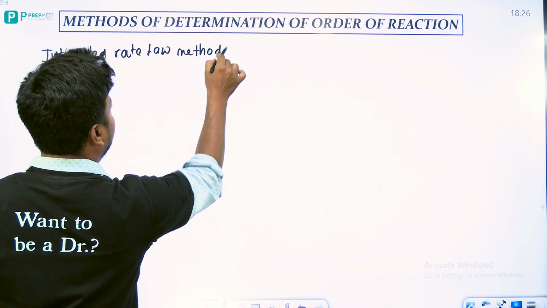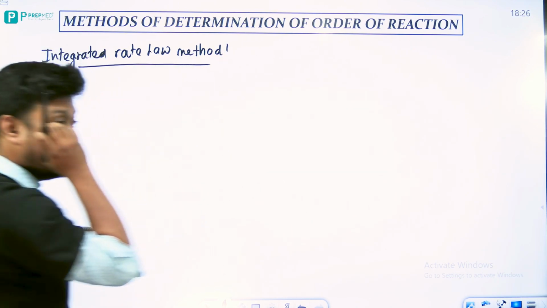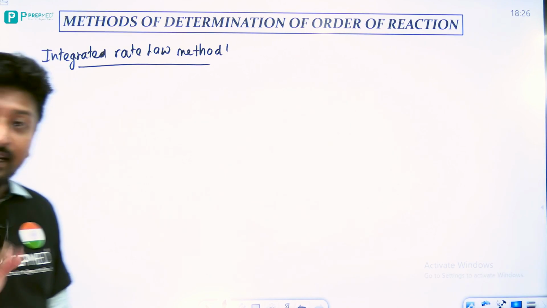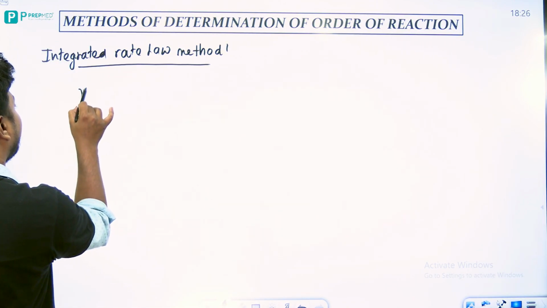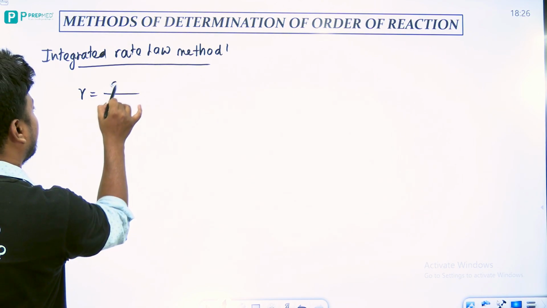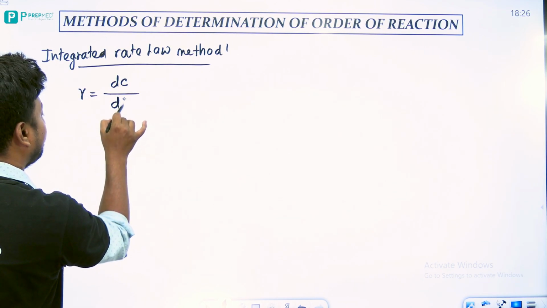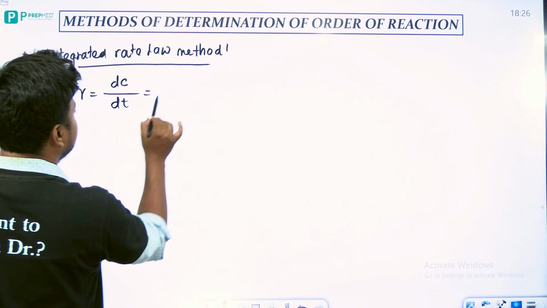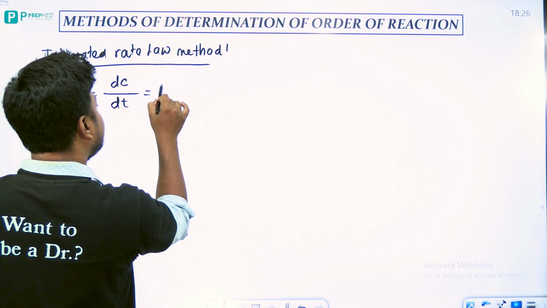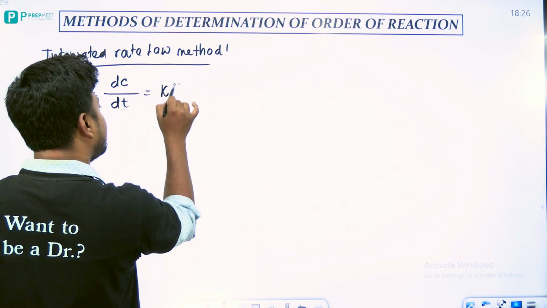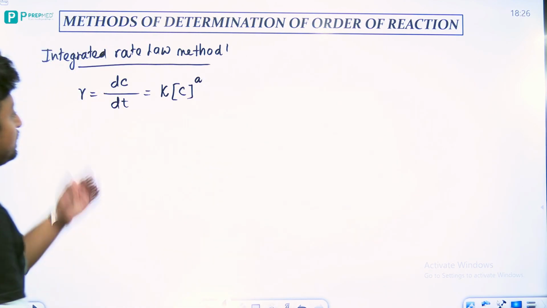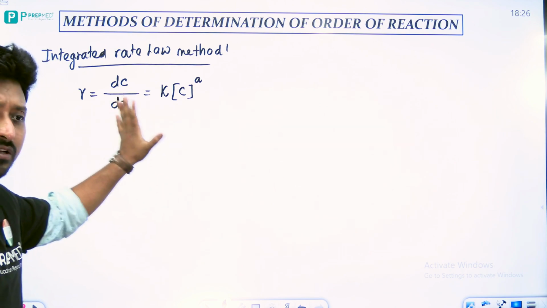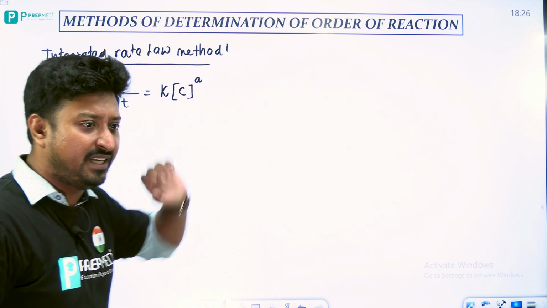Now if I look at the exact equation of the integrated rate law, we know that rate is equal to nothing but dC by dt for a reaction, and this is equal to the rate constant multiplied by the concentration to the power a. So this is a general rate law. You all know this, it's very simple, it's not a big deal.